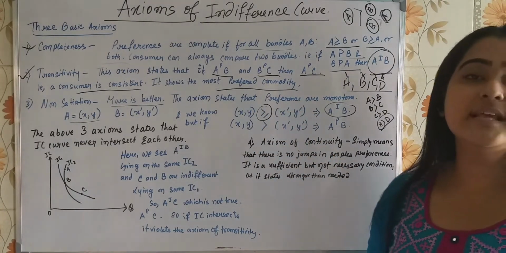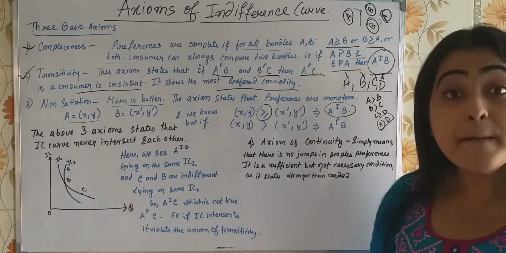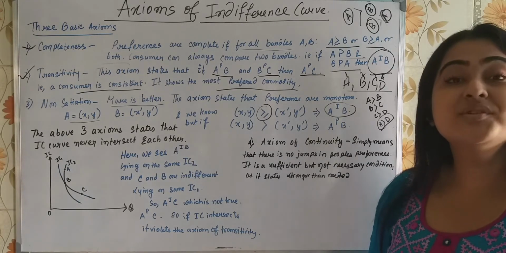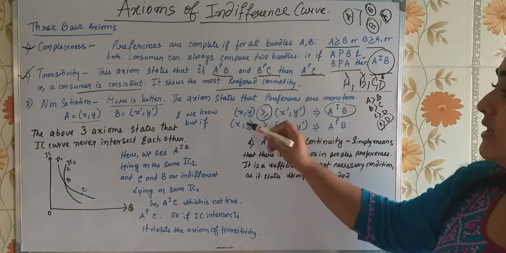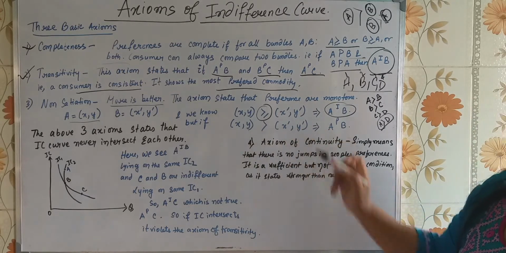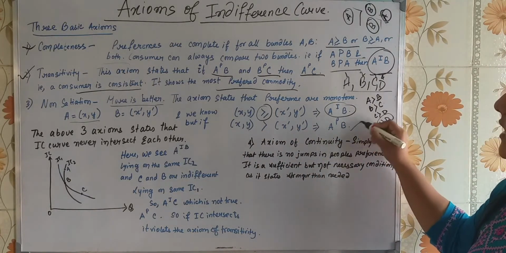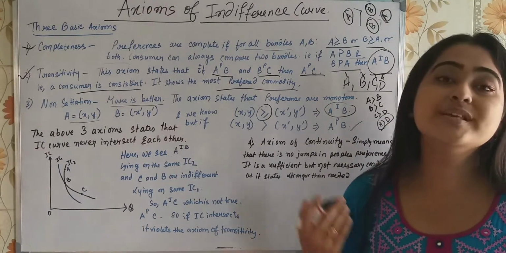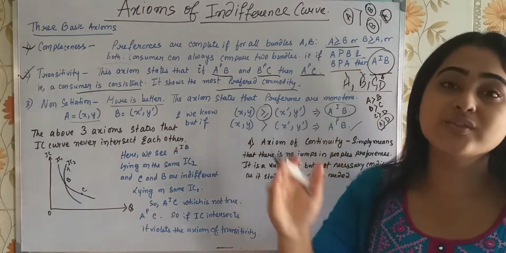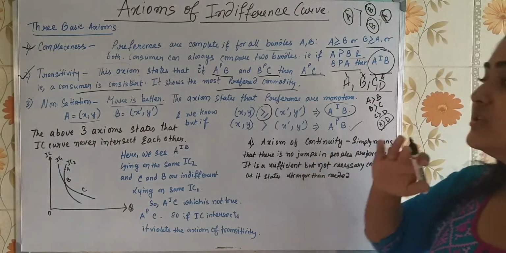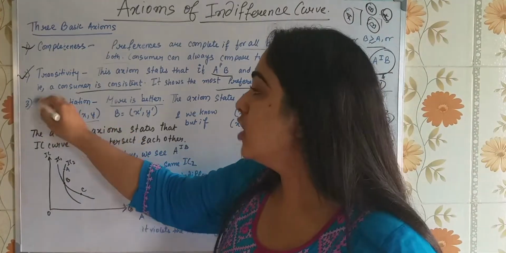So I can say A is indifferent to B. But if I am strictly given that bundle x y is greater than x dash y dash, definitely I will prefer bundle A to B because more is better. जितना ज़्यादा होगा उतना ही अच्छा है. Got it? So this is the axiom of non-satiation.